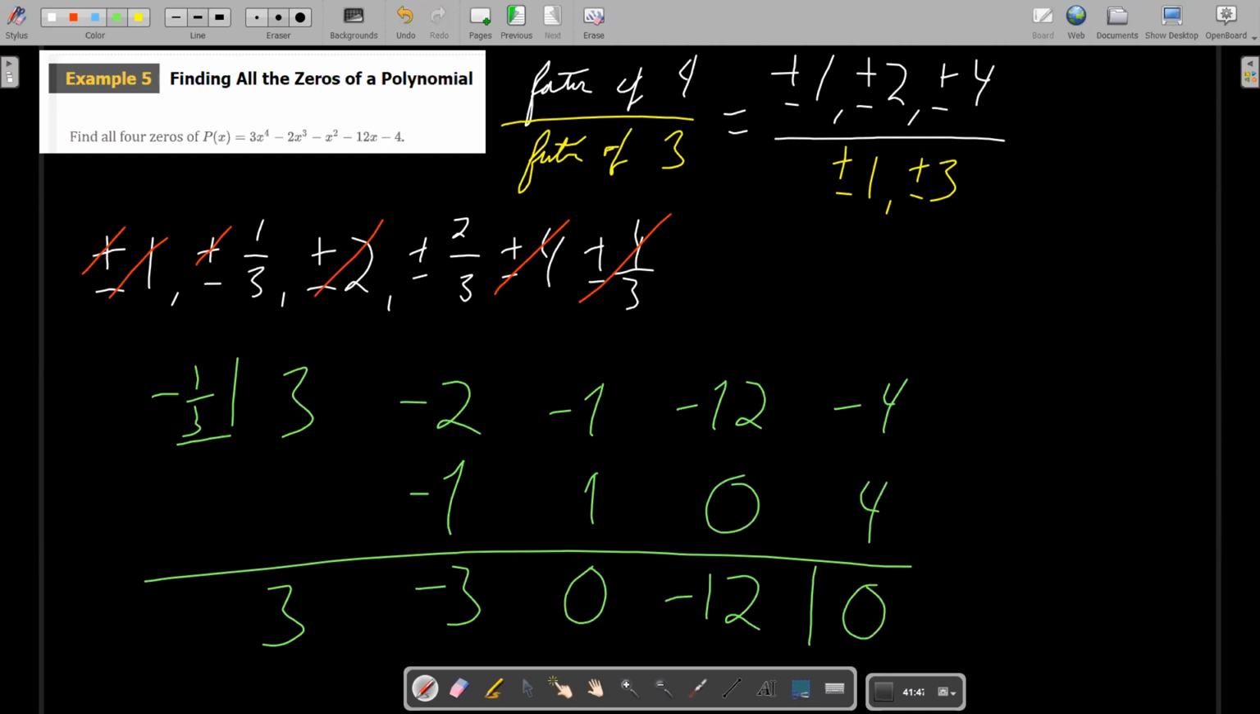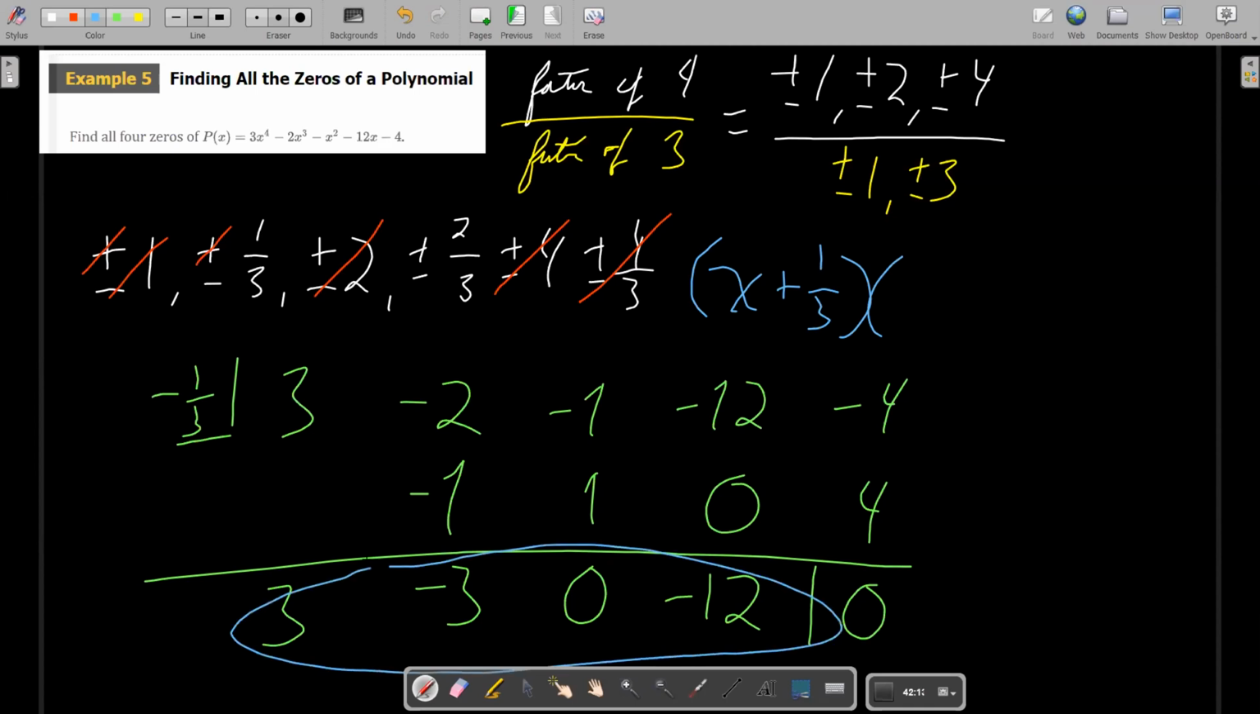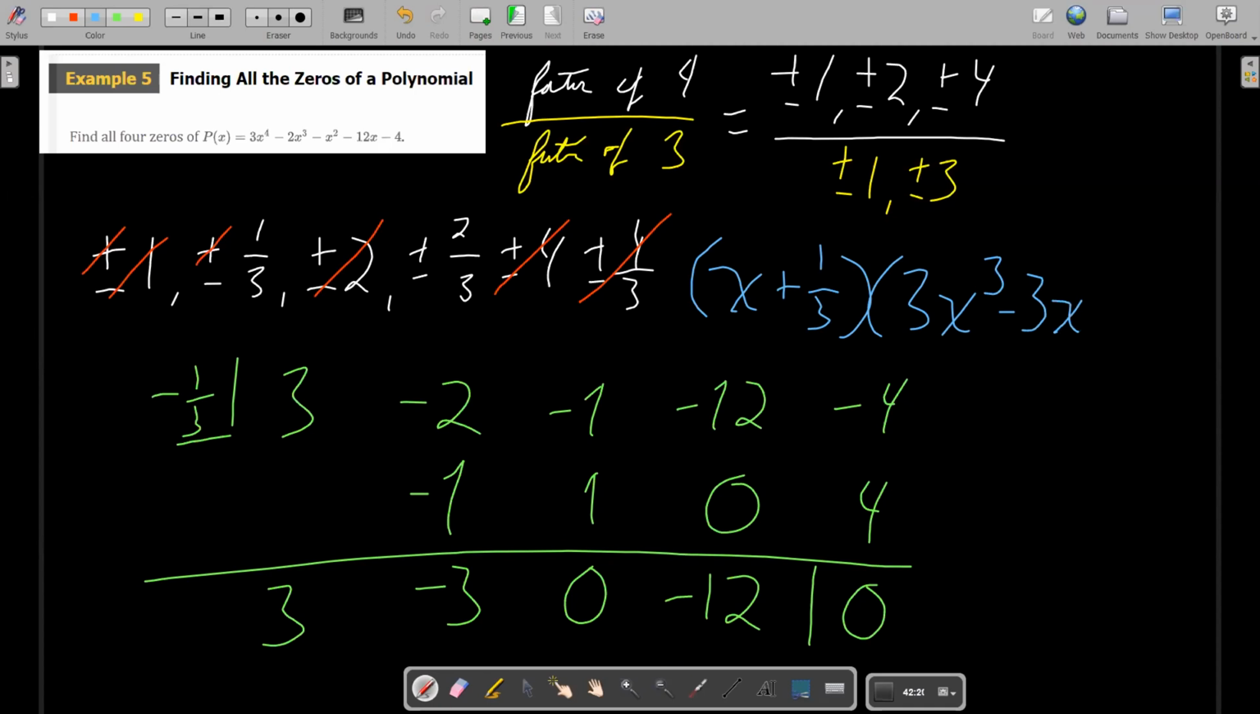I'm out of room here, so I'm going to really quickly write what my polynomial is with the -1/3 as a factor. Once I knew that -1/3 was a zero, it becomes an x plus 1/3 factor, and it's being multiplied by the quotient. The quotient is this, a third degree polynomial. So it'd be 3x cubed minus 3x squared.